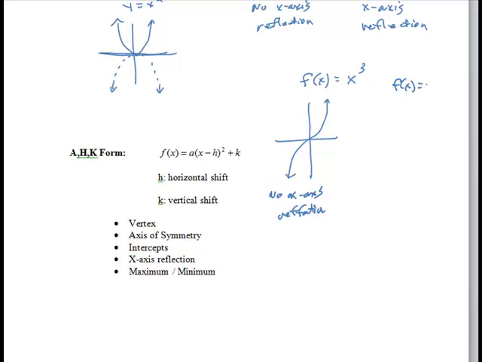For f of x equal to negative x cubed, where a is negative, in other words, where there is an x-axis reflection, the part of the graph below the x-axis is going to be reflected above it. And the part of the graph above the x-axis is going to be reflected below it. So it's just a terminology that works for all functions, not just one or two, like opening up or down.